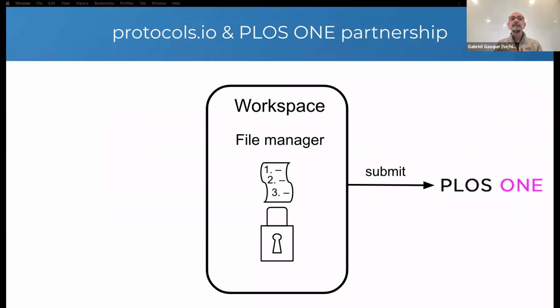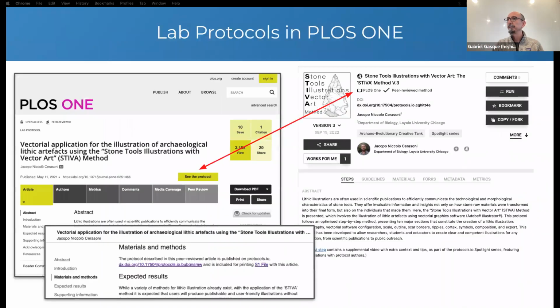Protocols.io recently established a partnership with the journal PLOS One, whereby you can submit from our platform a novel protocol for peer review and eventual publication in this journal as a lab protocol article. And the published lab protocol in PLOS One will be bidirectionally linked to the interactive and dynamic protocol in protocols.io.